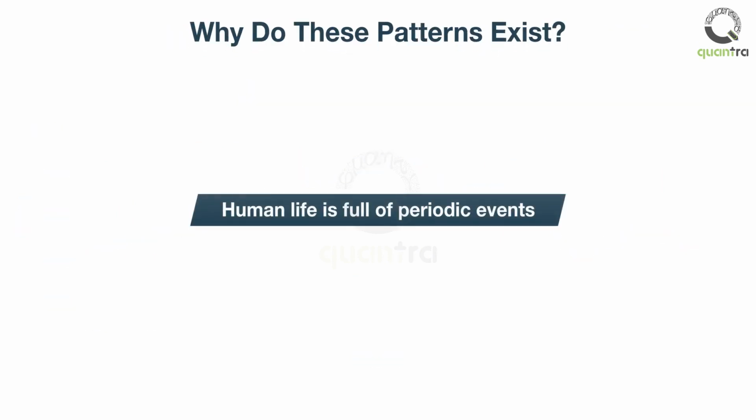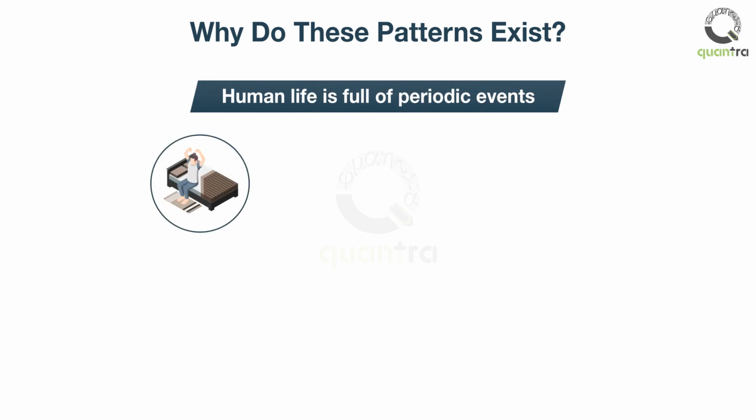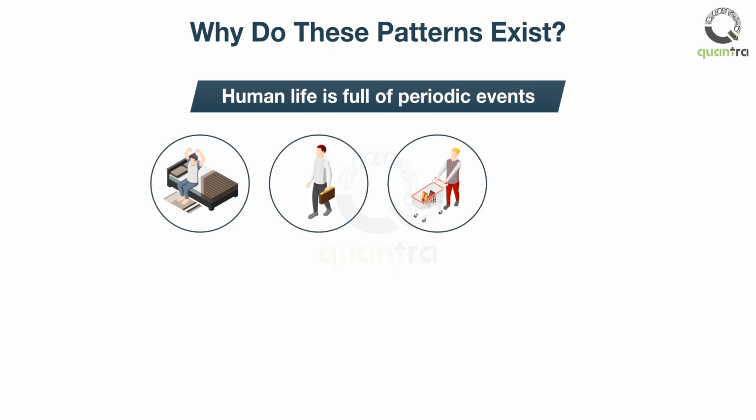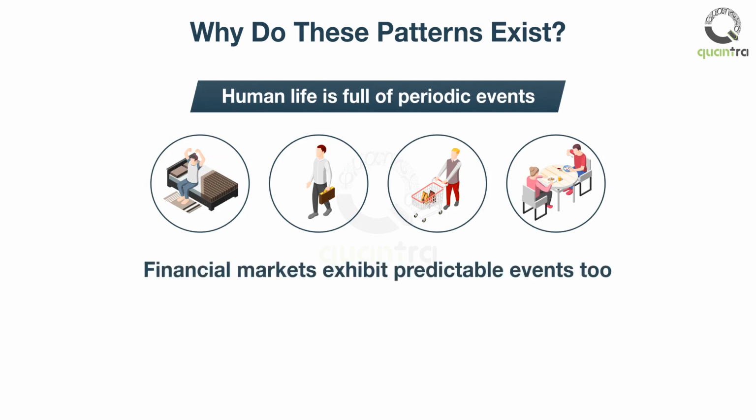Human life is full of periodical events. Nearly everybody gets up from the bed in the morning, goes to work or school, goes shopping, etc. Part of daily life is random, but a significant part is scheduled. It's the same on financial markets, and seasonal or calendar anomalies try to capture profit from such repetitive events.